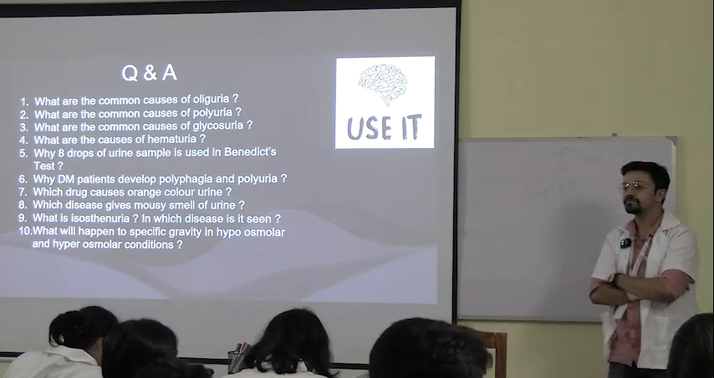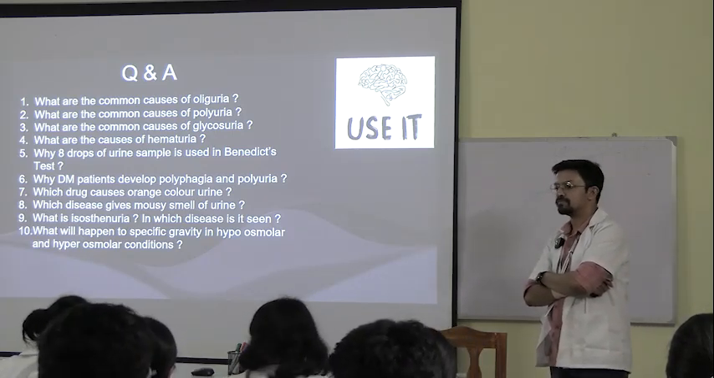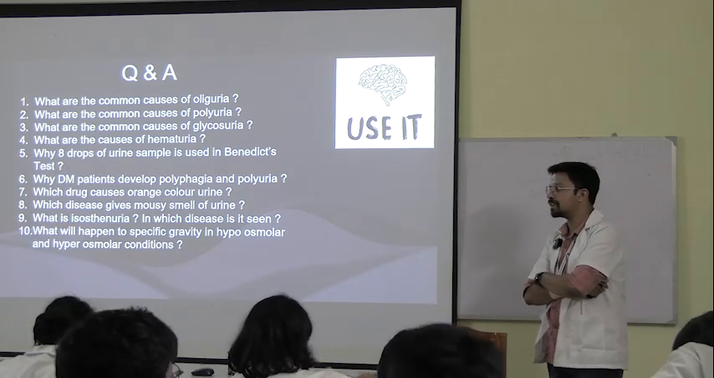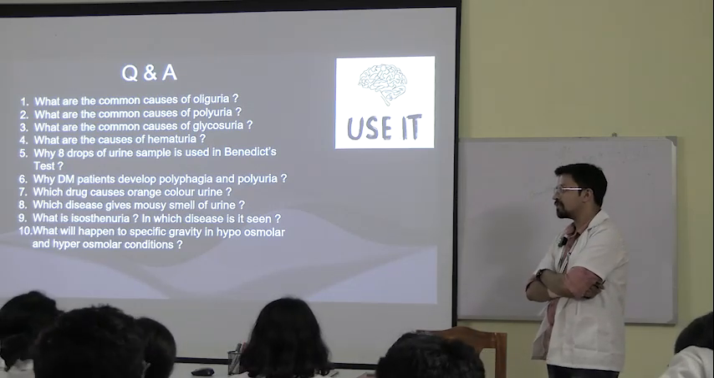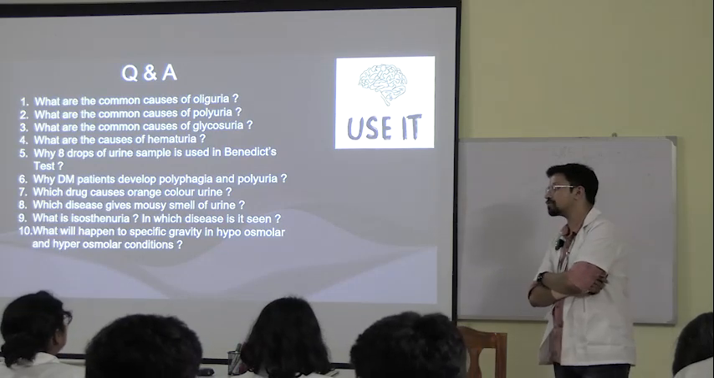Anybody can answer? Reasons for glycosuria? Diabetes mellitus. See, they are answering. Kidney disorder. Yes. Renal glycosuria, diabetes mellitus.